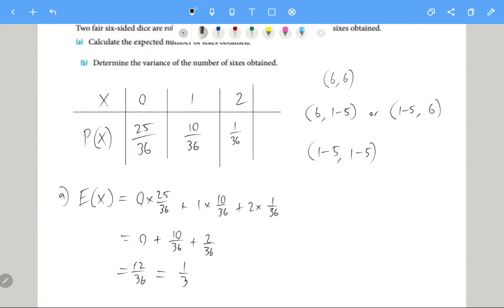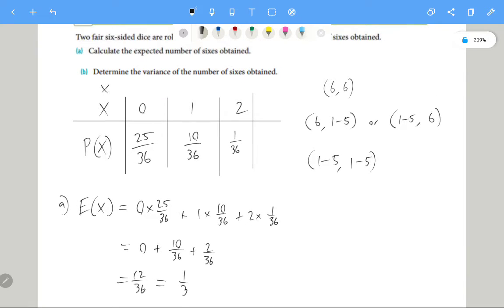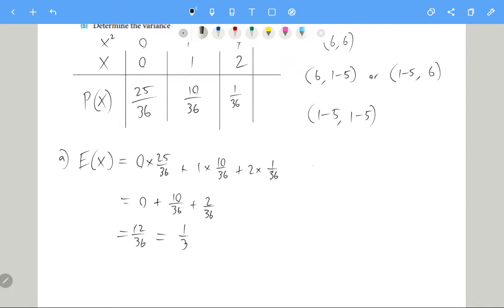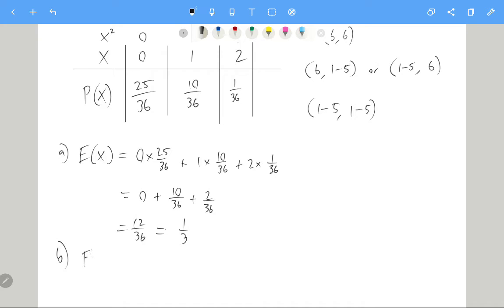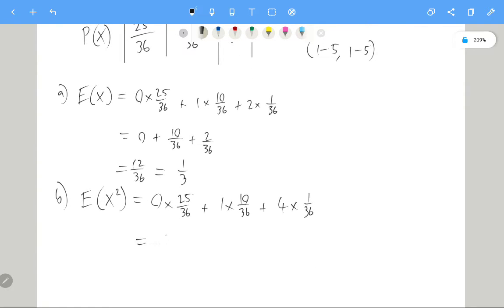And what about the variance? Well, once again, for variance, let's square x. So we're going to get 0, 1, 4. And we need to work out E of x squared. 0 times 25 on 36 plus 1 times 10 on 36 plus 4 times 1 on 36. It's a very similar calculation to the previous one. 10 on 36 plus 4 on 36, 14 on 36, 7 on 18.